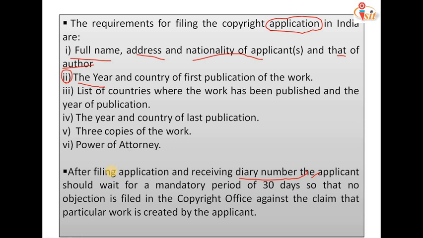because the Copyright Office calls for objections against your copyright filing, and if no such objection comes into the Copyright Office, then the particular work is taken to be created by the applicant. The office presumes that the particular work is created by the applicant only.